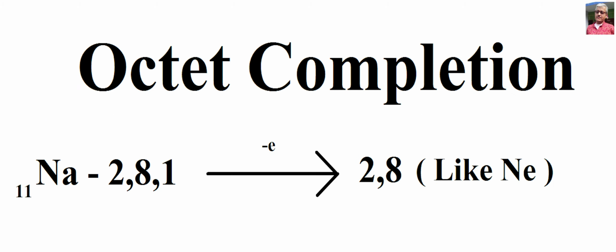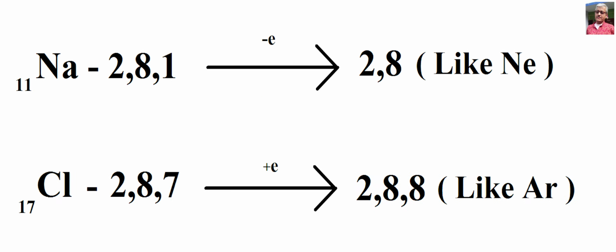Similarly, sodium, atomic number 11, electronic configuration 2, 8, 1, will release its outermost electron to get the structure of neon. Again, chlorine, atomic number 17, electronic configuration 2, 8, 7, will take 1 electron to get the structure of argon. As there are 8 electrons in their outermost shells in both cases, it is commonly known as completion of octet.